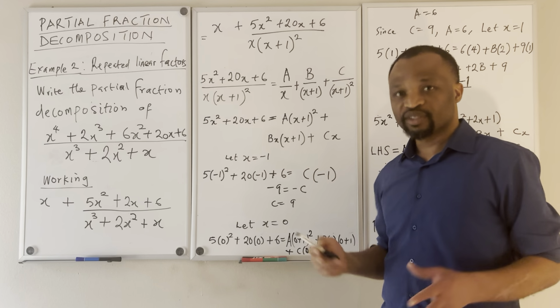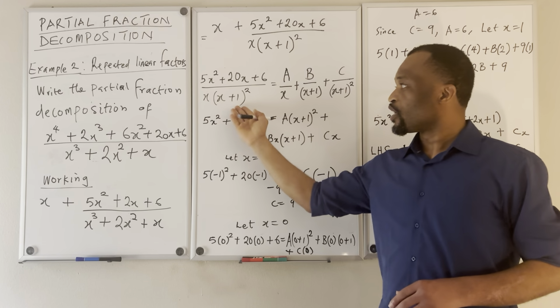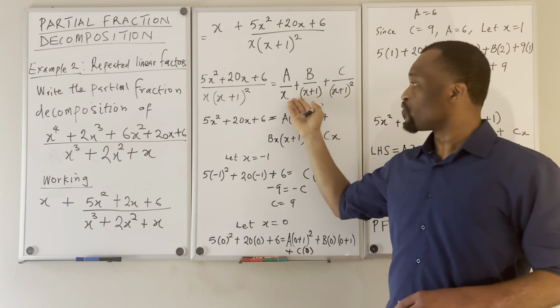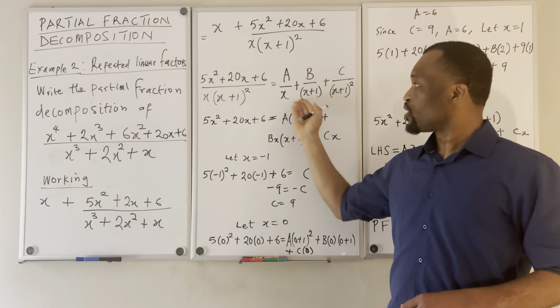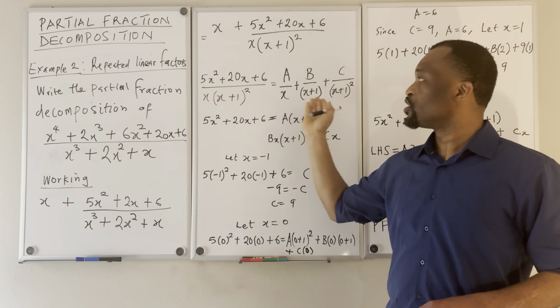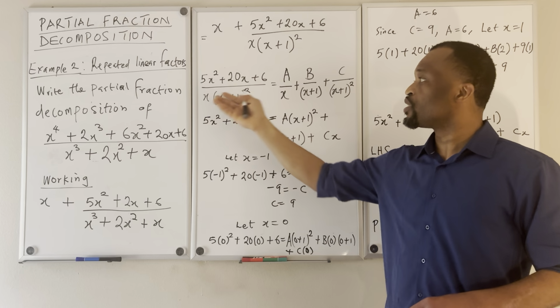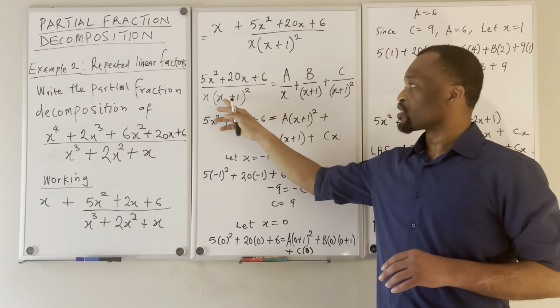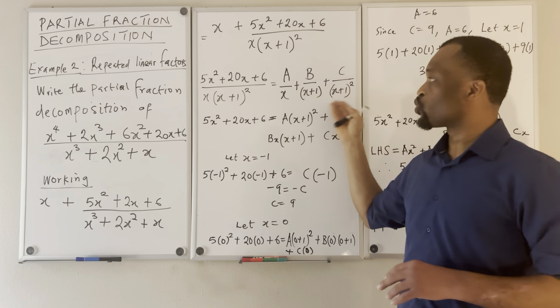Having done that, the next step will be to find the lowest common multiple of the right hand side. When we do that, we would arrive at x plus x plus. So in other words, the lowest common multiple will be the same as what we have at the left hand side here, x into bracket x plus 1 raised to power 2. That's what we're going to have here.